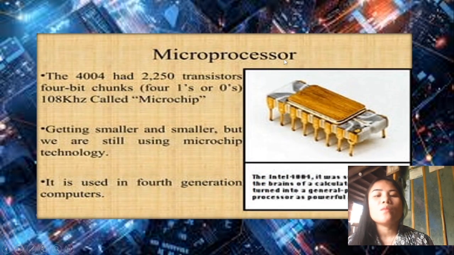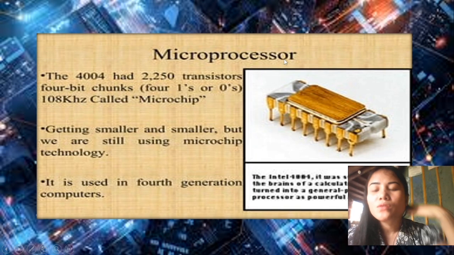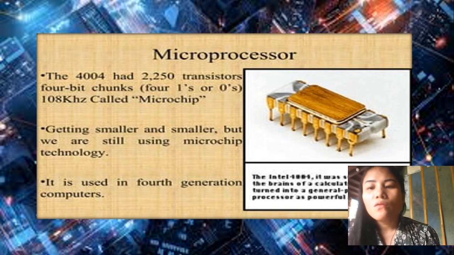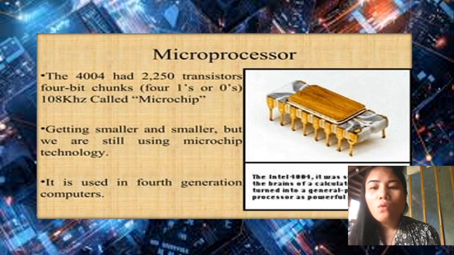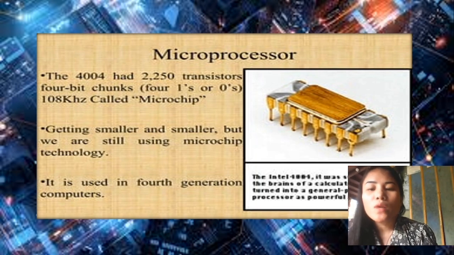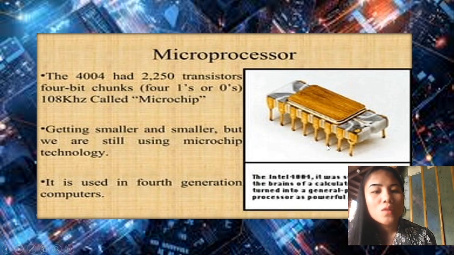Then, we proceed to the microprocessor. Microprocessor. The 4004 had 2,250 transistors, 4-bit chunks, or 4 ones or zeros, called a microchip. Getting smaller and smaller, but we are still using microchip technology. Then it is used in fourth generation computers. So, asya yun siya ang examples ng microprocessor, this image on the left side, or right side.